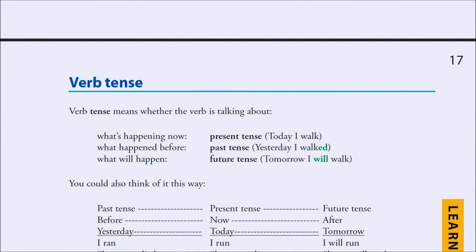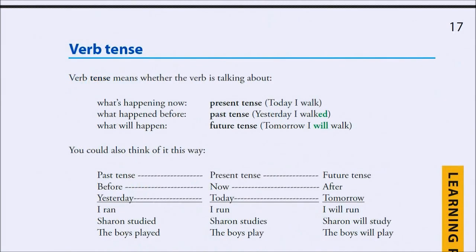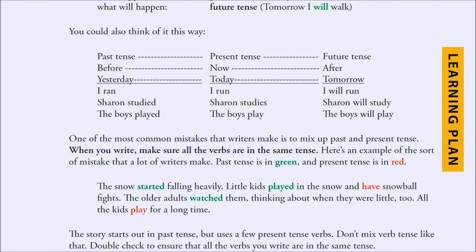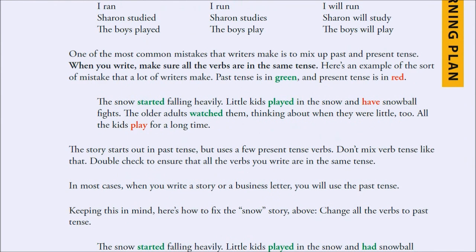And then there is one other thing I want to talk about, which is verb tense. And verb tense means whether the verb is talking about what's happening now, what happened before, or what will happen. And one of the most common mistakes that writers make is to mix up past and present tense. When you write, make sure all the verbs are in the same tense. For example, here's a mistake that a lot of people make.